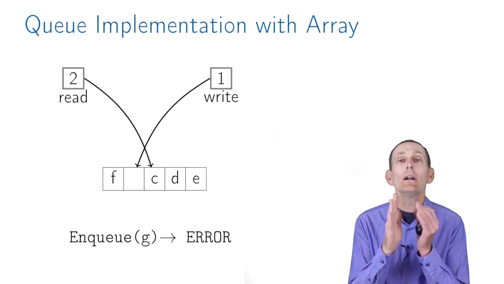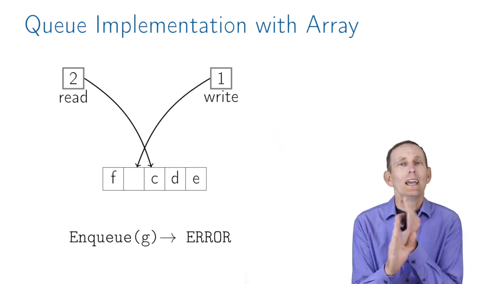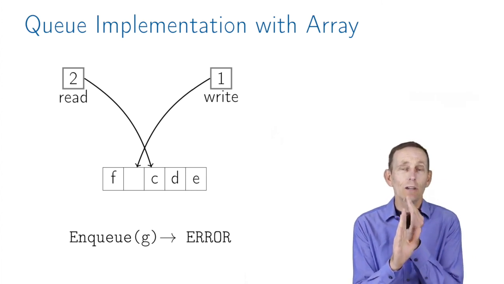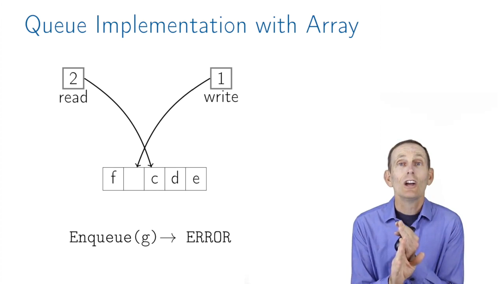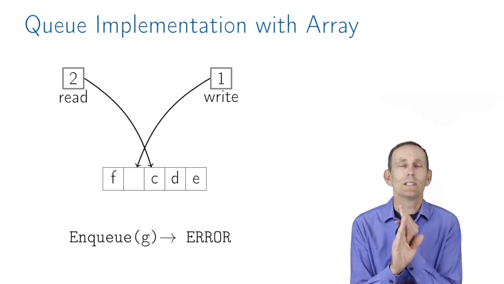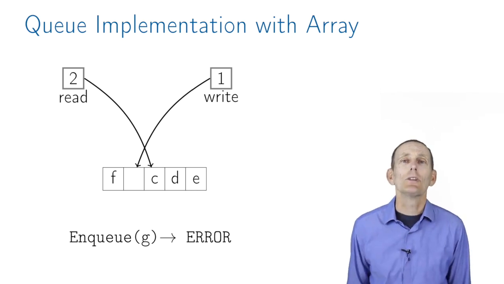The reason it would be an error is if we did enqueue G, the read and the write index would both be 2. And it would be hard to distinguish read and write index both 2 because the queue is full, or read and write index both 2 because the queue is empty. So therefore, we have a buffer of at least one element that can't be written to, to make sure read and write are separate and distinct if the queue is not empty.